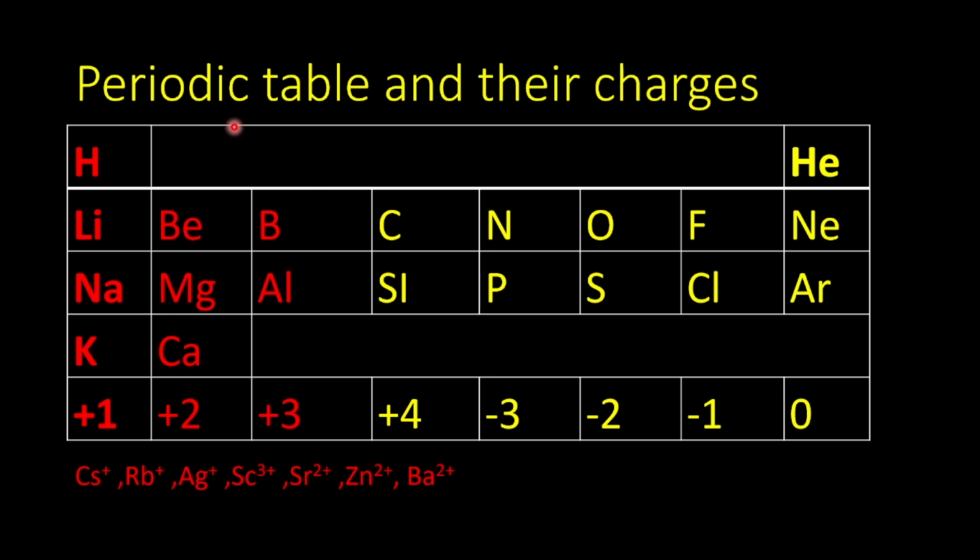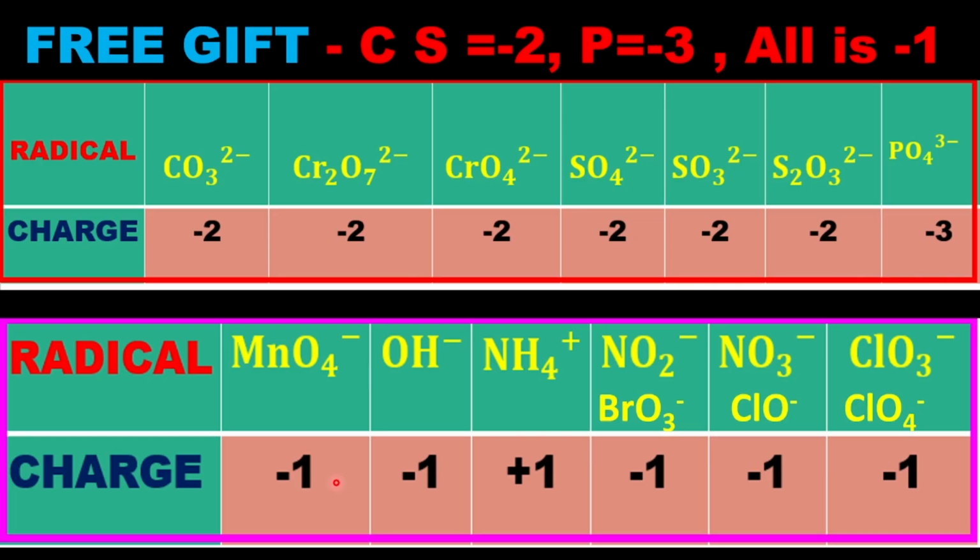Looking at the periodic table here, the elements in red, which is indicated here, all have a fixed oxidation number, meaning that we don't calculate the oxidation number for these elements. So take note of that. There is a free gift here. I have already explained this, but I want to take you through. This is very, very important.